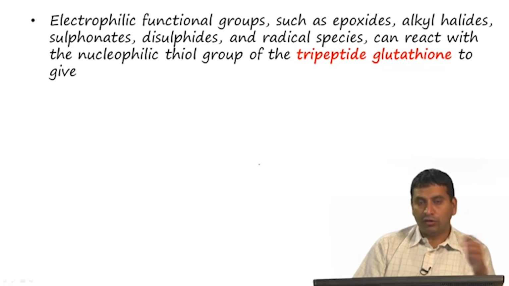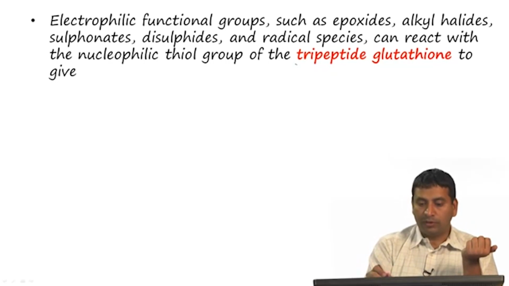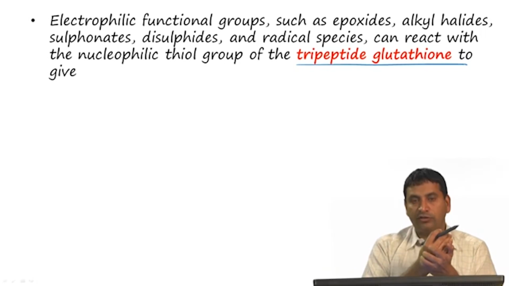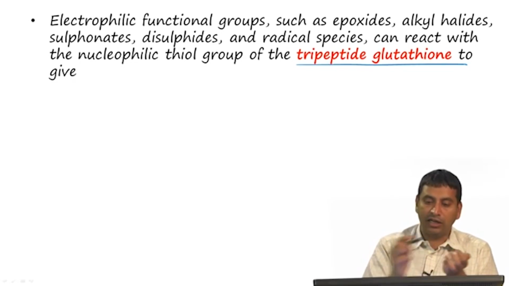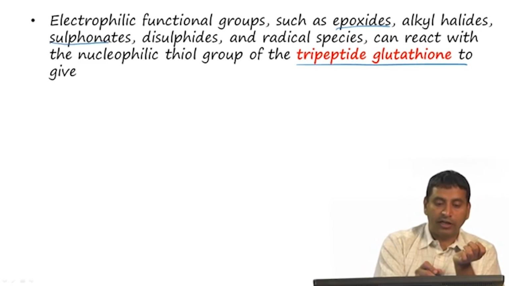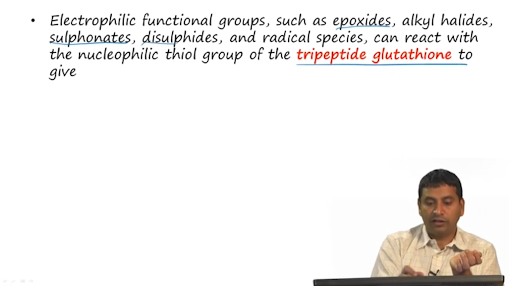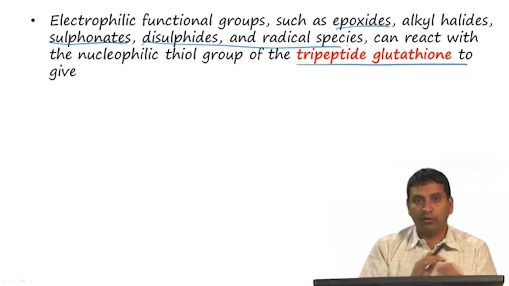And there are other conjugation reactions which can occur, which is basically the enzyme glutathione transferase, which transfers the tripeptide glutathione to produce a glutathionylated adduct. Okay. There are a number of electrophilic functional groups such as epoxides and alkyl halides. Epoxides are produced during cytochrome P450 mediated oxidation. You can have alkyl halides in many drugs. Sulfonates are again possible, and of course disulfides, and there are other radical species that can be produced. Okay. And these are all targets for this tripeptide known as glutathione.